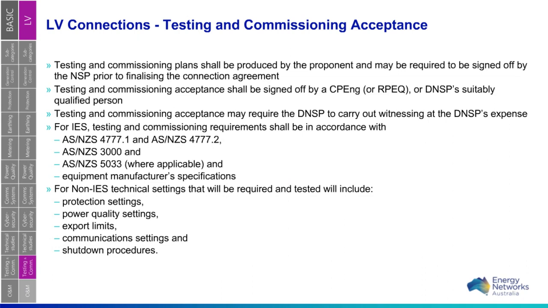So, testing and commissioning acceptance. This section is really about making sure that what's being installed and all the settings that have been applied are correct, and that they're kept and maintained to be correct. Sorry, that's actually covered in operations and maintenance, the next slide. But they're making sure that the commissioning is all correct. One of the requirements in the guidelines is that the plan should be produced by the proponent and may be required to be signed off by the DNSP, just so that they can run through it, make sure it all looks fine, and give any comments or suggestions for improvement.